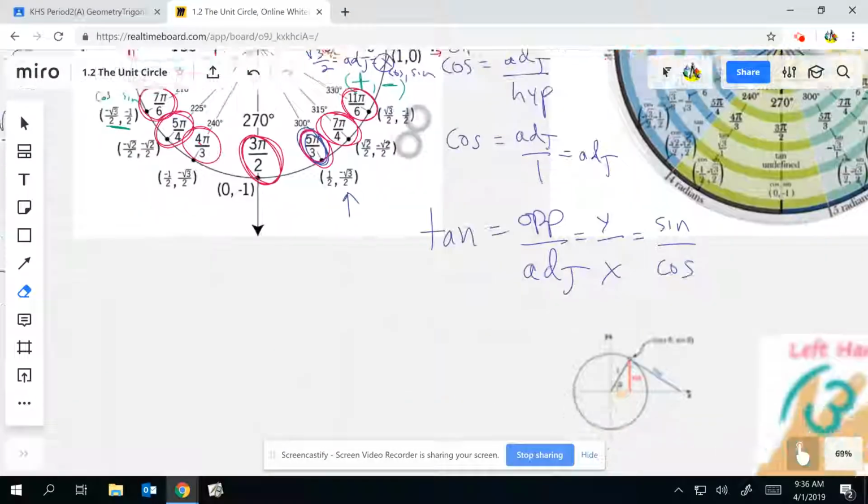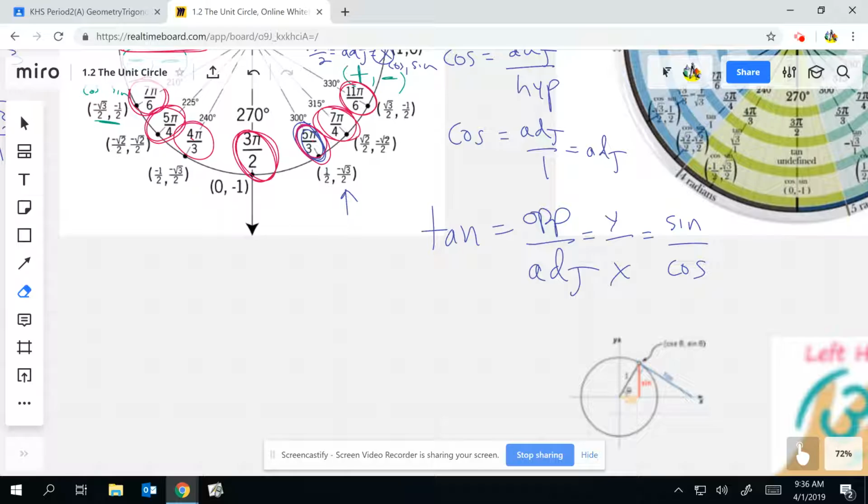Oh, okay. So your y value was your opposite, your x value was your adjacent. And so if you're going to take your opposite over adjacent, TOA, it's going to be sine over cosine to get tan. Sine is opposite, cosine is adjacent. And they're both hypotenuses of 1, so that's not going to divide, it's going to keep it.